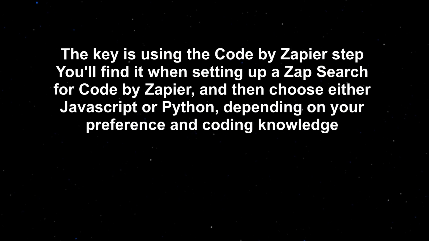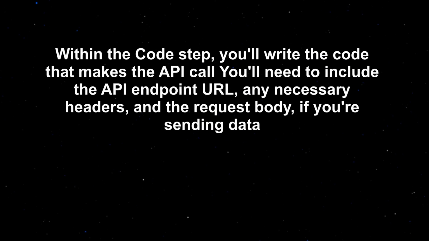The key is using the Code by Zapier step. You'll find it when setting up a Zap. Search for Code by Zapier, and then choose either JavaScript or Python, depending on your preference and coding knowledge. Within the code step, you'll write the code that makes the API call. You'll need to include the API endpoint URL, any necessary headers, and the request body if you're sending data.